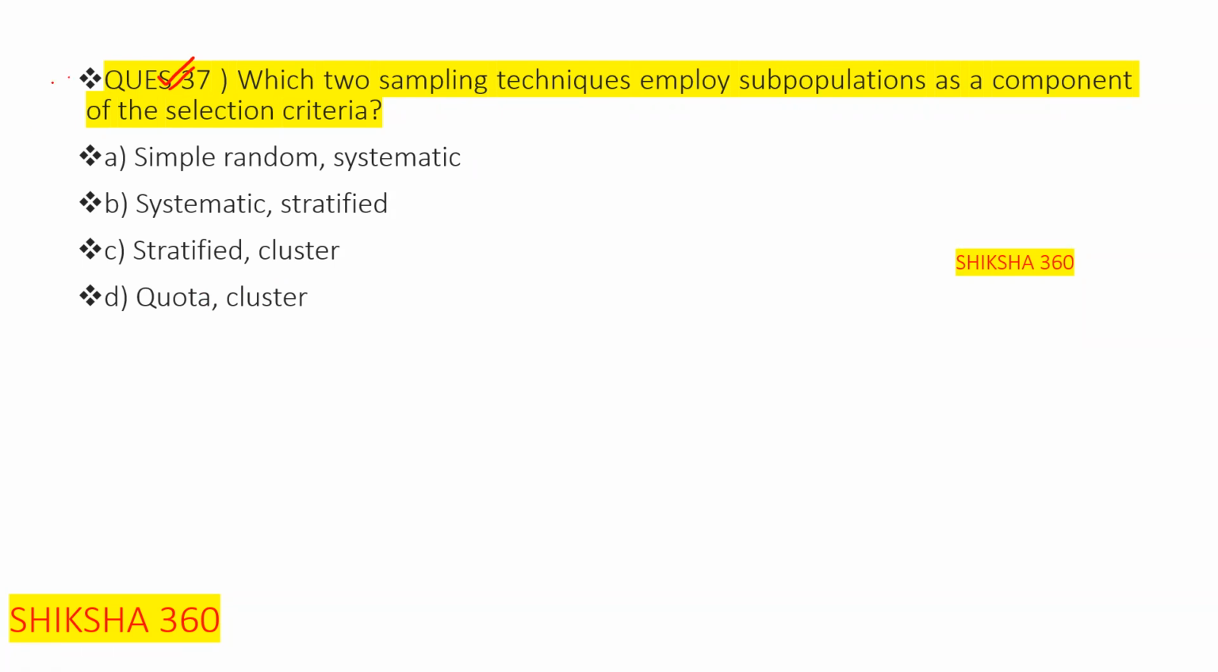This question is for all of you for practice purposes. Please go through the question and answer it. We will discuss this question in the next session. Which two sampling techniques employ subpopulation as a component of the selection criteria?